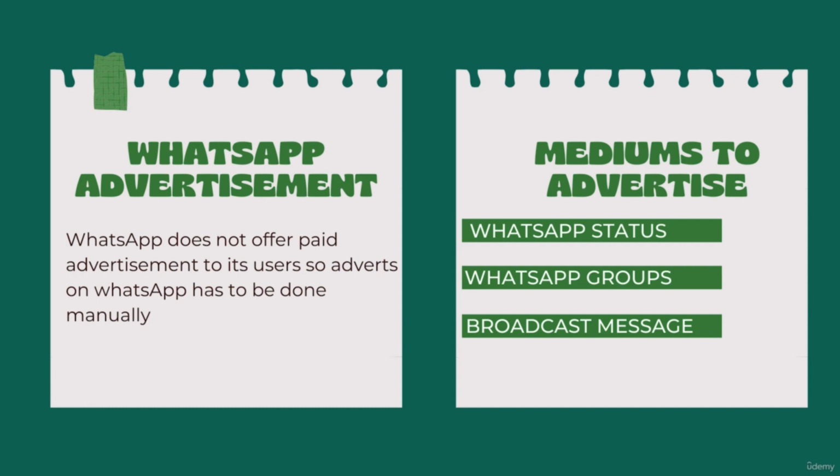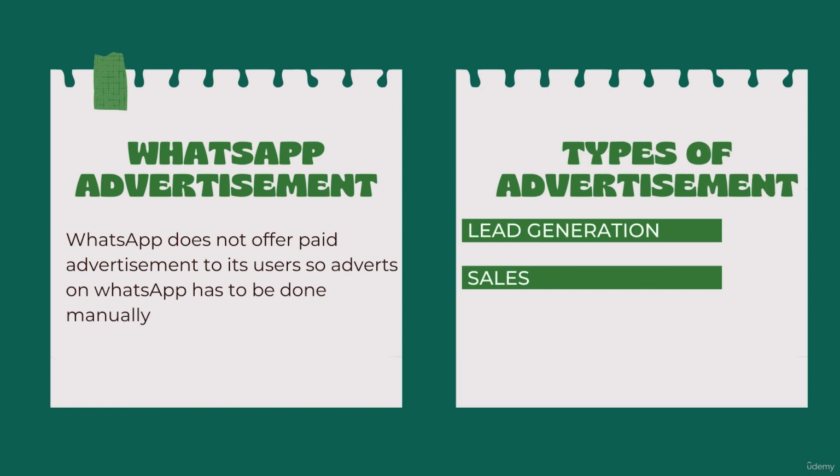Then lastly is advertising via personal message or direct message. Now there are different types of advert you can advertise on WhatsApp. Some of them include lead generation. Lead generation ad is the type of advert you do when you are trying to gather contacts, trying to gather leads, which in this case in WhatsApp, it's actual numbers of people that are probably going to be interested in your service or your product in the future.